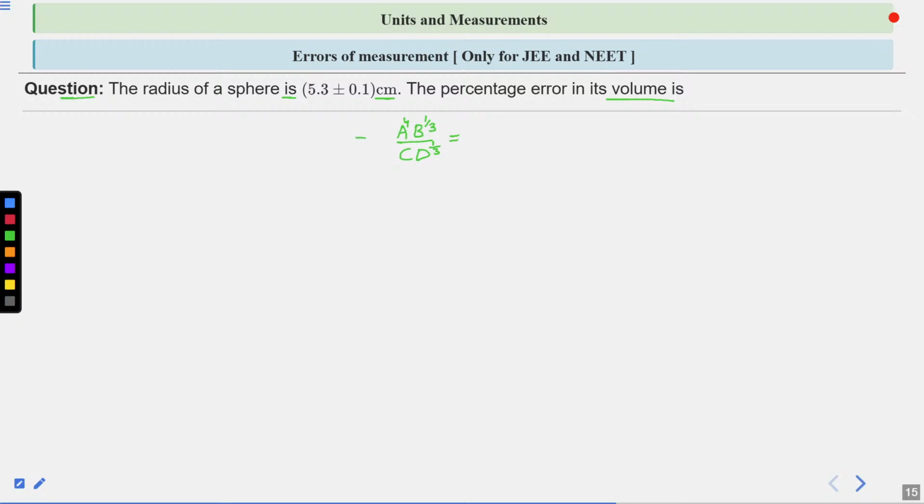So to find out the relative error, listen carefully, delta Z divided by Z is equal to the powers coming outside. So 4 into delta A divided by A plus, the power is 1 by 3, so 1 by 3 into delta B divided by B, plus the term C, which has a single power, so delta C divided by C, plus D, the power is 1 by 3, so 1 by 3 delta D divided by D. Now is it clear?